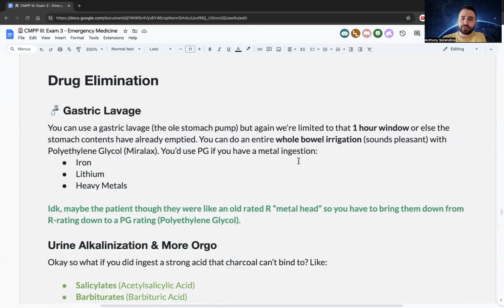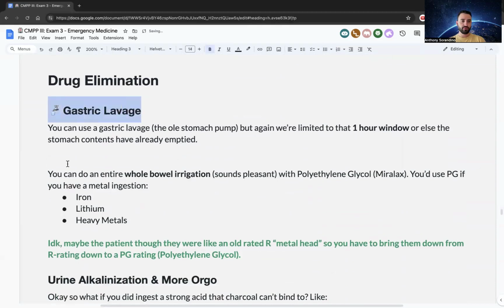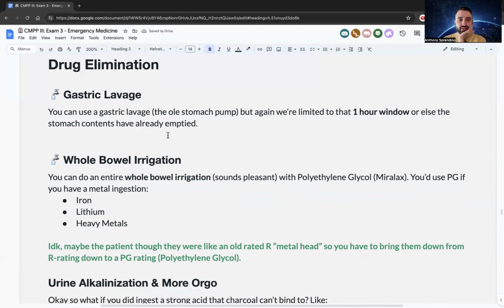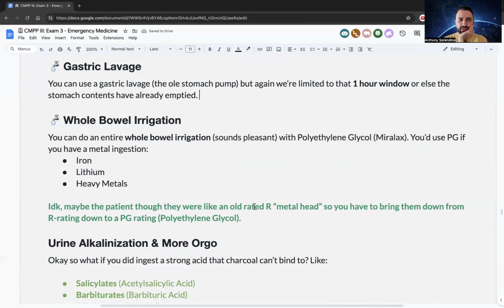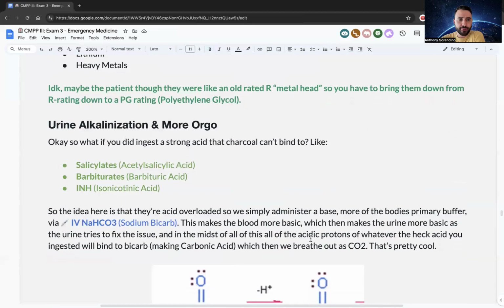All right, gastric lavage, the old stomach pump, you can do within 1 hour. When you do have things like iron, lithium, heavy metals, you can give them polyethylene glycol, which is just Miralax. All right, you can use that for metal. So think of like they try to be a rated R metalhead, but you've got to bring them down to like a PG level. So you give them polyethylene glycol to help get that metal out. And you still have to irrigate.